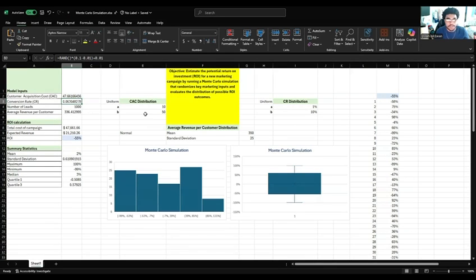However, for the average revenue per customer, we decided to go for normal distribution instead. So for average revenue per customer, the 350 and 25 were given from ChatGPT. You just plug in those numbers with the equation, and as you can see, it's linked back to these two cells to give you the correct average revenue per customer. And basically, we just use these values to calculate the ROI.